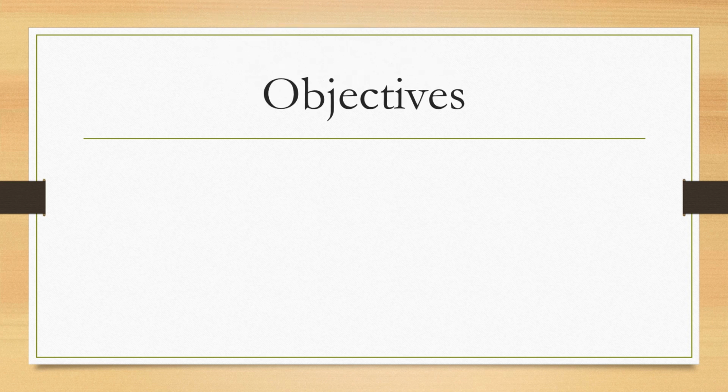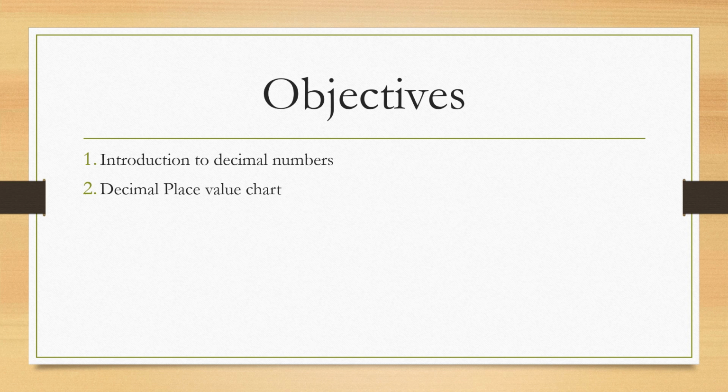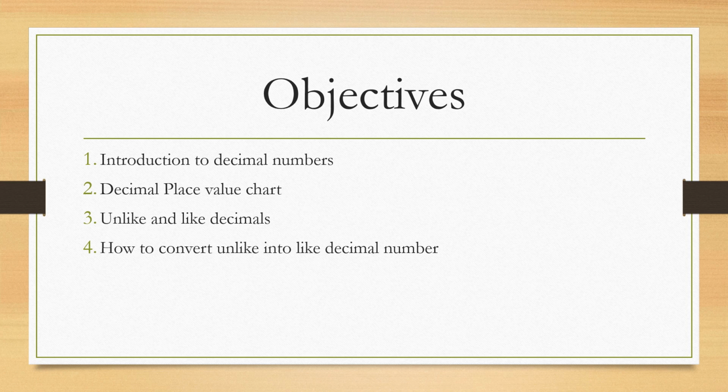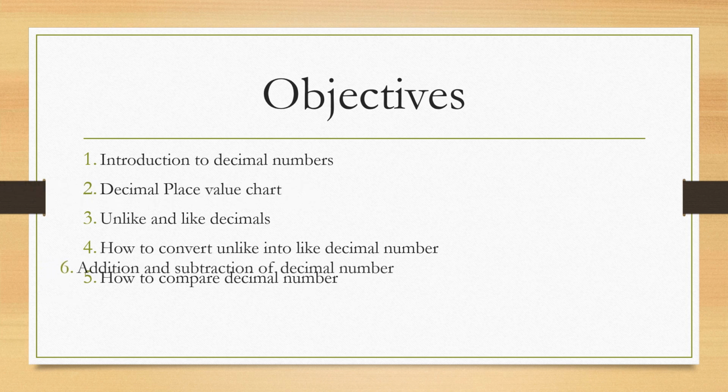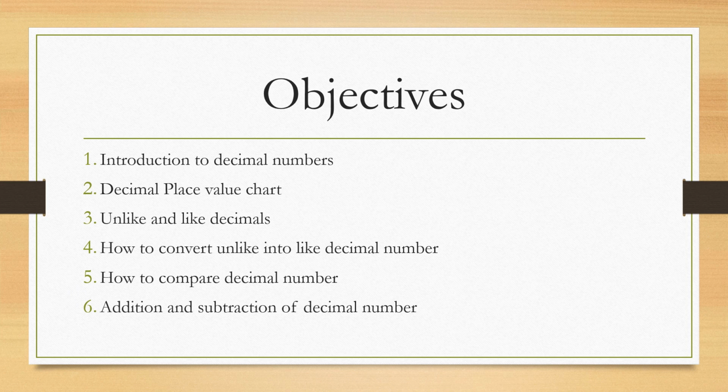First of all, let's discuss the objectives of this video. Objective means the topics that we are going to cover in this video. First, I'm going to give you a quick introduction to decimal numbers. Then we are going to learn about the decimal place value chart. After that, we will be learning about unlike and like decimals. After that, we will learn how to convert unlike into like decimal numbers. Then we will learn how to compare decimal numbers. And we will learn how to do the addition and subtraction of decimal numbers.